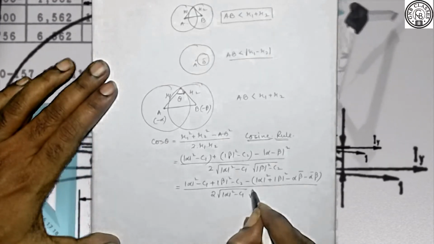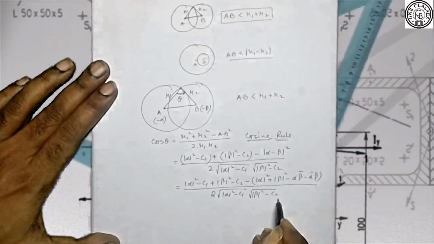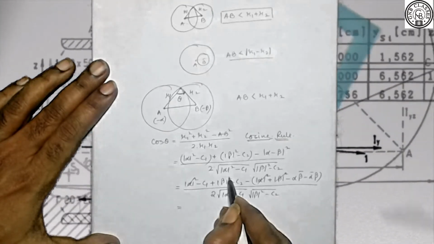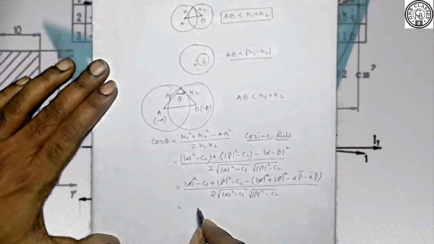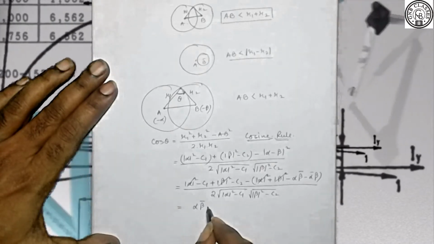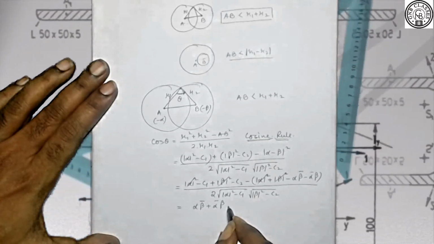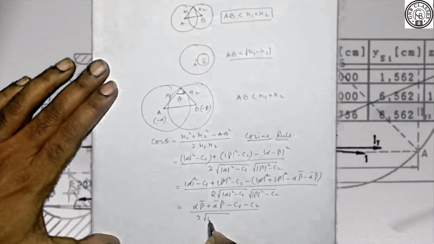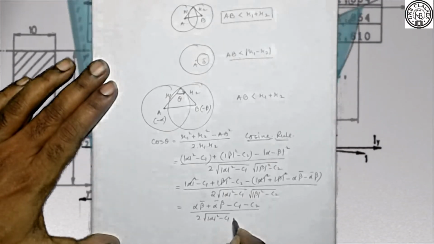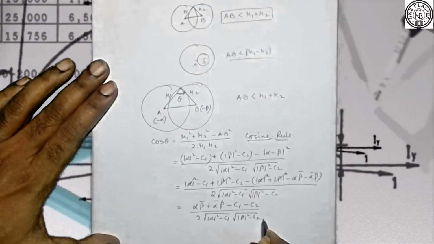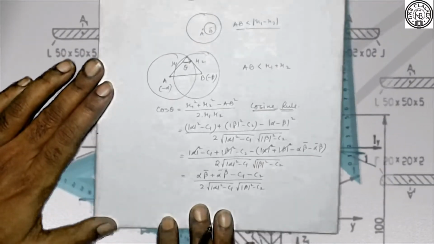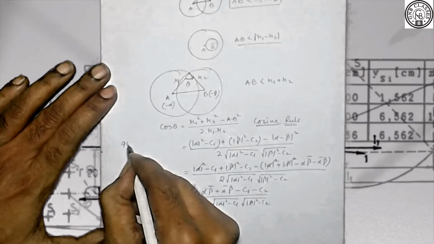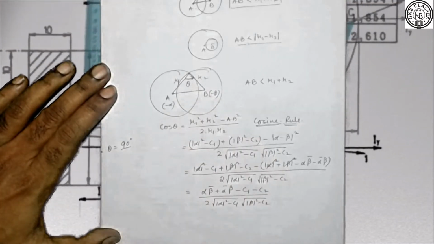So the denominator, let us keep it as it is. Now, in the numerator, if we open the brackets, this alpha square, beta square goes off. So we are left with alpha beta bar plus alpha bar beta minus C1 minus C2 divided by 2 times root over mod of alpha square minus C1 into root over mod of beta square minus C2. Correct?